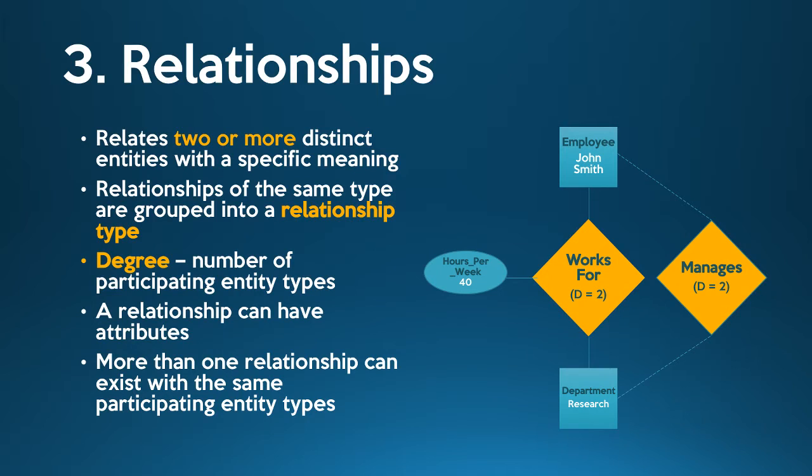And also another important thing is the degree. This is the number of participating entity types. So for works for, it's degree 2. And why is it degree 2? Can anybody tell me why?